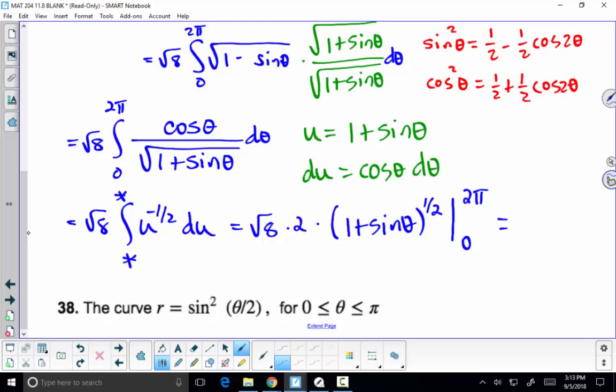Sine of 2 pi is 0. Sine of 0 is 0. The square root of 1 is 1. So this is all going to be 2 times the square root of 8, which we can simplify. So that's going to be 4 square root of 2. All right. Wow. So that'll be the arc length of our cardioid.